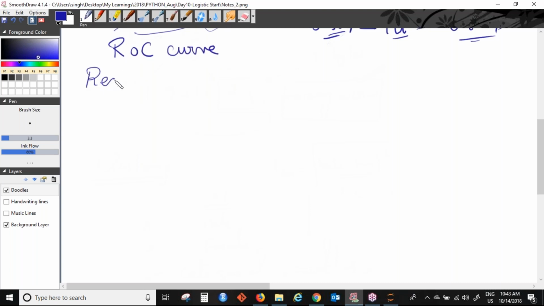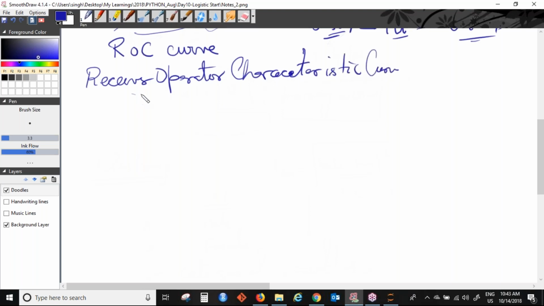So it is an acronym for receiver operator characteristics curve. Receiver operator characteristic curve. So don't worry about the name. You don't have to remember the name. Just remember ROC curve. Okay. So what is the ROC curve?